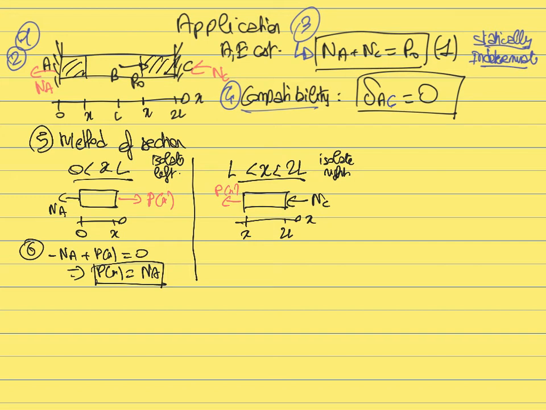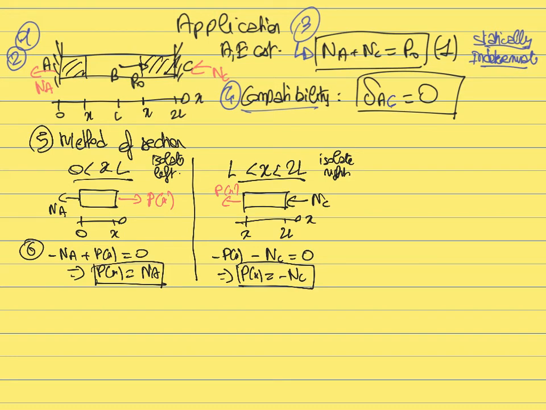Same thing now if we isolate the right part for x between L and 2L. So now we have P of x that has a negative projection, and NC also has a negative projection. It's pointing towards the negative x. And then in this case, we find that P of x, the internal load, is equal to minus NC. So again, this is not a final result because we don't know what the value of NC is yet. This is still an unknown, but this is an intermediate result.